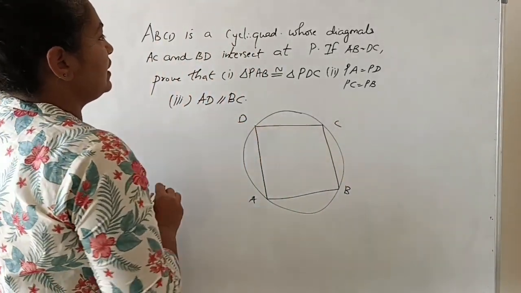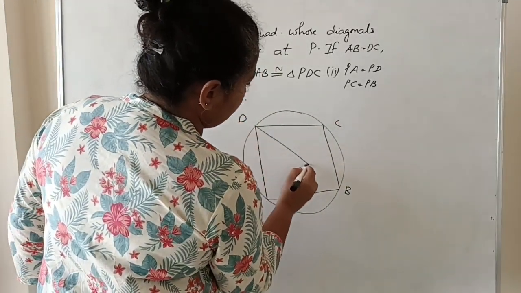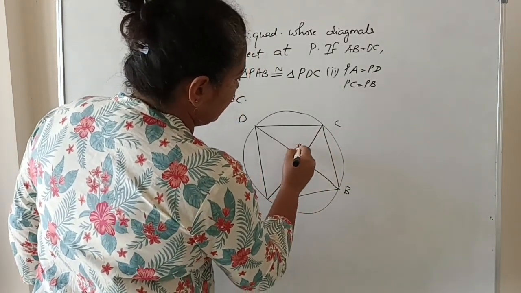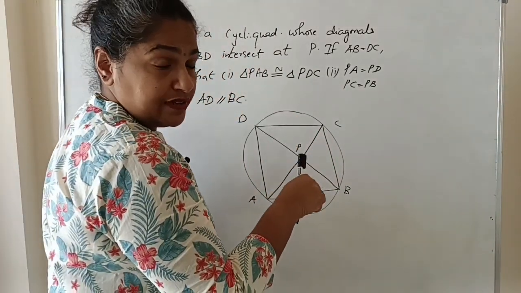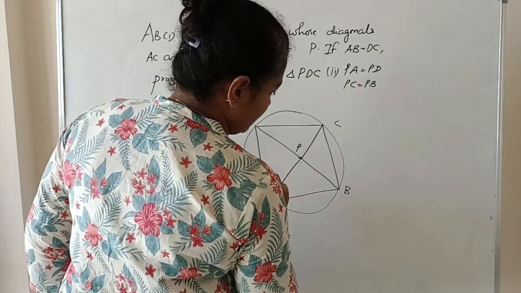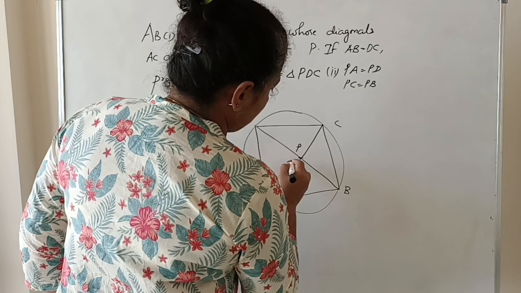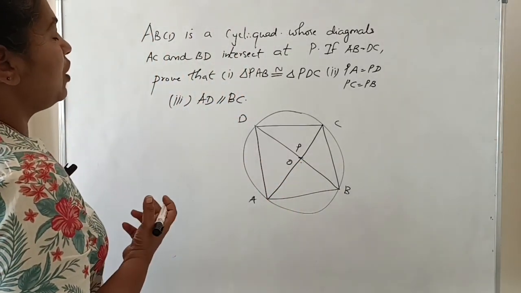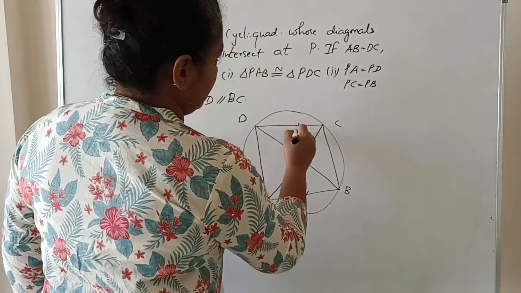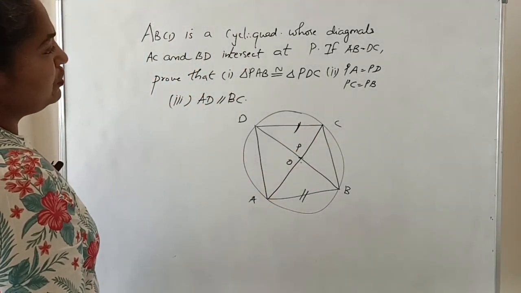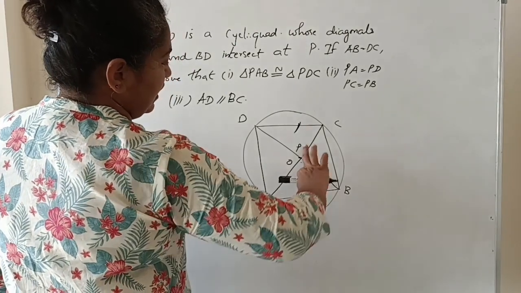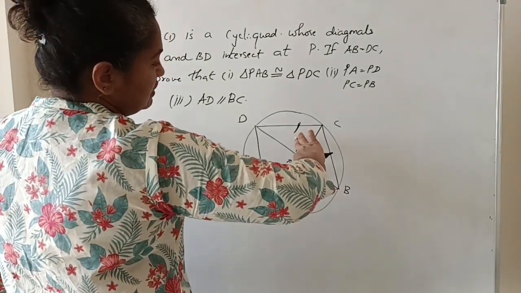Okay. Now the diagonals are intersecting at the point P. And because it is a circle, it also has a center, and that center and the point P need not coincide. So I will mark the center over here. Let us call it point O. Now AB is equal to CD. So you need to prove that triangle PAB and this triangle are congruent to each other.